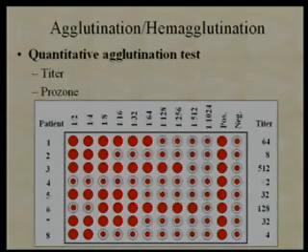But you can also do these tests in a more quantitative way. And this is most commonly done for looking for antibodies. So, for example, you might send a patient sample down that you want to look for antibodies to a particular bacterium. And so, you want to have some quantitation as to what the antibody levels are. Then we'll do a quantitative agglutination test.